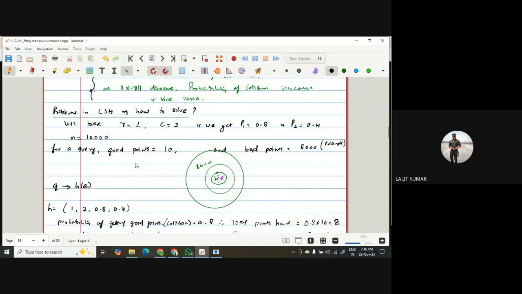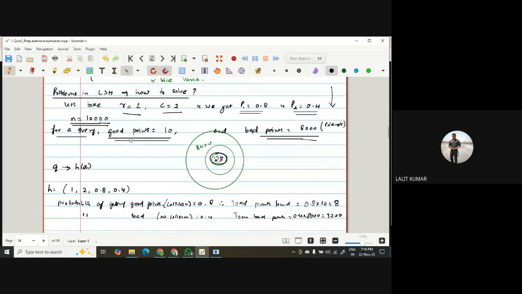Now, what is the problem in LSH? And how to solve it? So if we take R is equal to 1, C is equal to 2, and we get P1 is equal to 0.8 and P2 is equal to 0.4. For example, if the number of data points is 10,000, then for any query, the good points, which are close, are, for example, 10, and the bad points are 8,000. So this is just an example, just to show the problem in LSH.